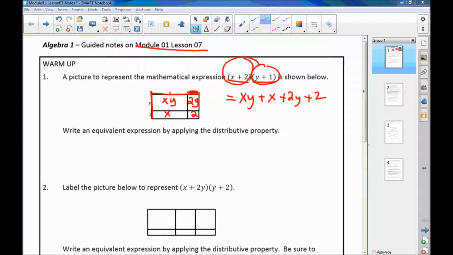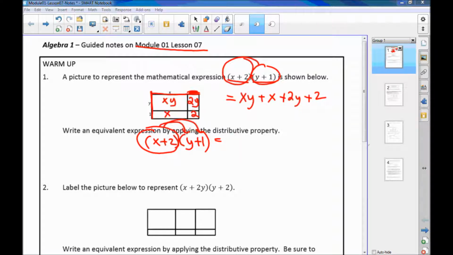All right. Second part, write an equivalent expression by applying the distributive property. So this is still review from last module. So let's try to do the distributive property. So I'm going to take the x plus 2 and I'm going to distribute it to both things in the second parentheses. So this will turn into, let's see, well, the inside only has one number, so let's put the y part first, and then times x plus 2. And then we have plus 1 times x plus 2.